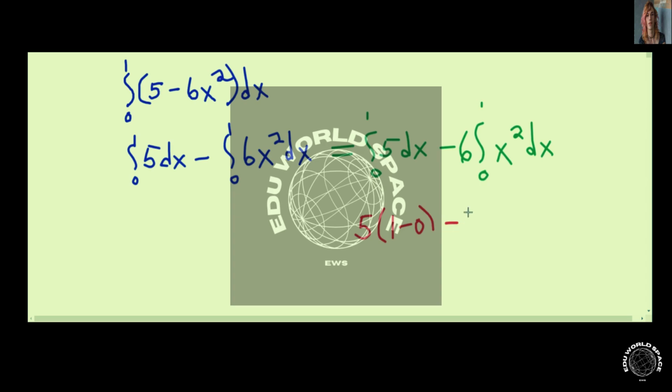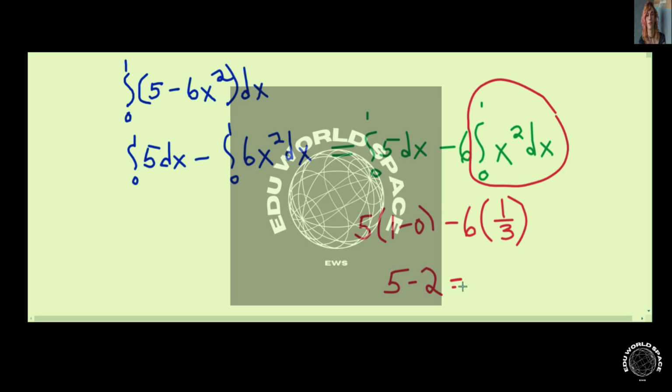And then we are subtracting 6 times the integral from 0 to 1 of x squared dx. But this was given to us in the original problem. The answer is 1/3. So 6 is really just times a value of 1/3. So 5 times 1 minus 0, 1 minus 0 is 1, so 5 times 1 is 5. Subtract 6 times 1/3, which is 2. Final answer is 3.